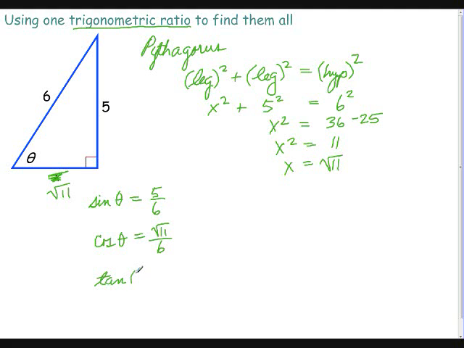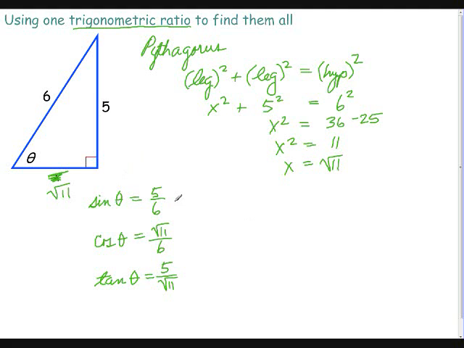Tangent of theta. Now this is going to be the vertical, 5, divided by the horizontal. Something I should have mentioned earlier is in trig, we're not going to rationalize the denominator. It just gets things messy. We know that in algebra we always rationalize the denominator, but in trig, please don't do that. It just makes it so much more confusing.